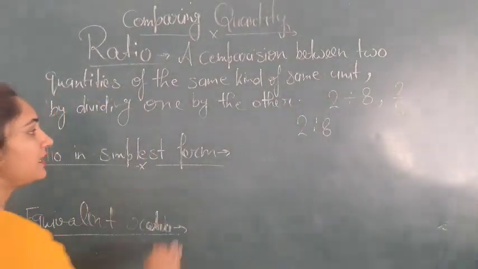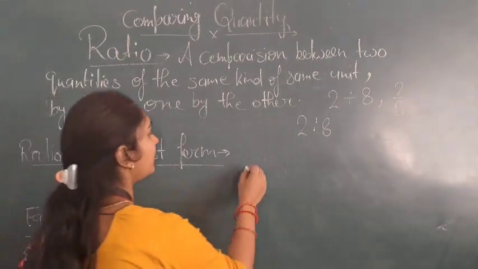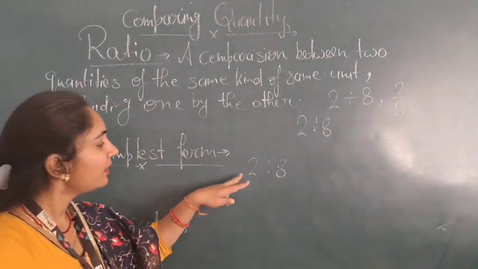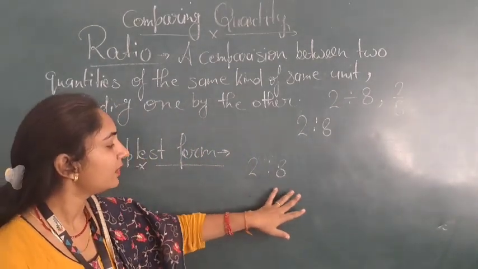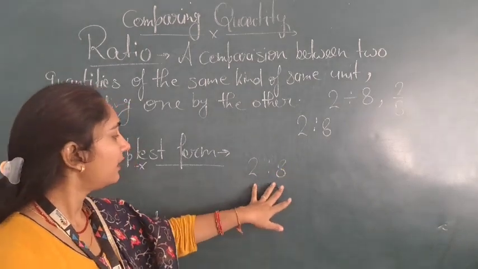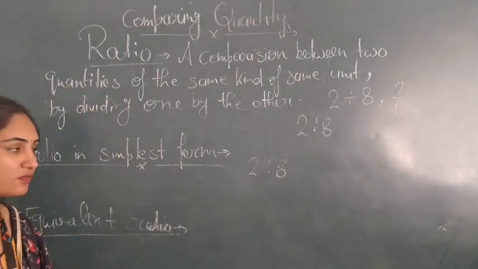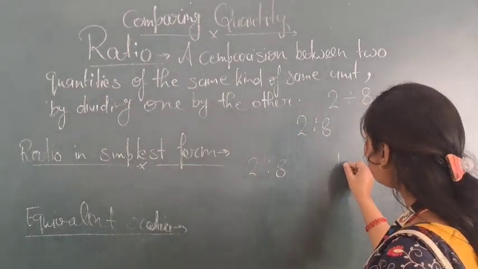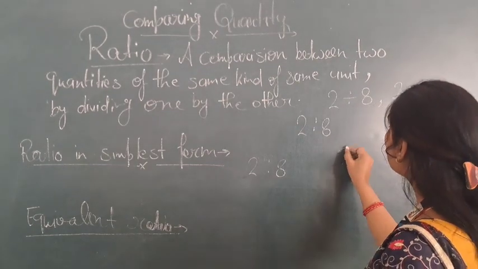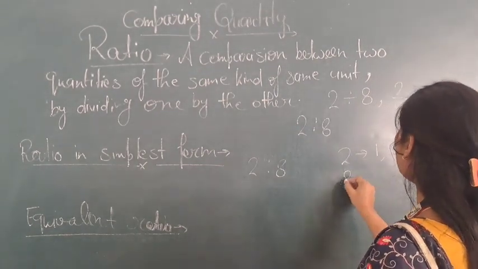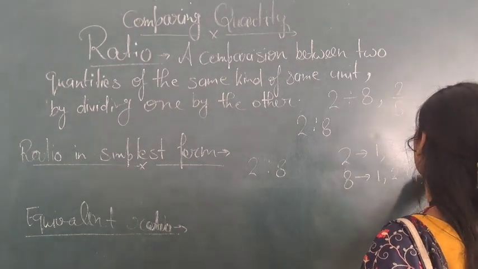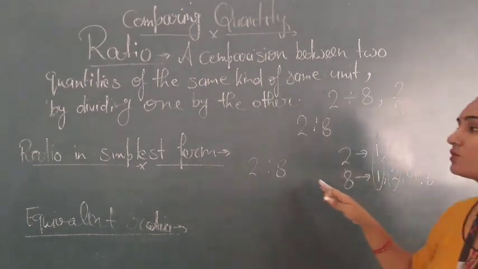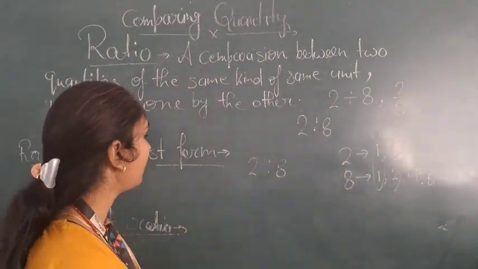Now, ratio in the simplest form. If we have a ratio like 2:8, it is in the simplest form only if it has no common factor more than 1. But here it has common factors 1 and 2, because 2 has the factors 1 and 2, and 8 has 1, 2, 4 and 8. How many common factors do they have? 1 and 2. So this is not in the simplest form.